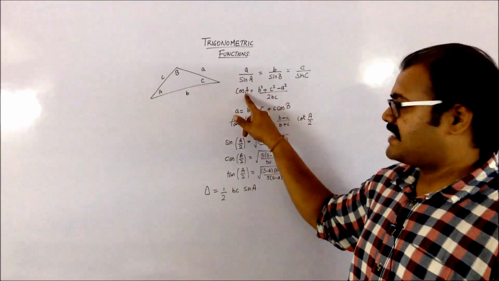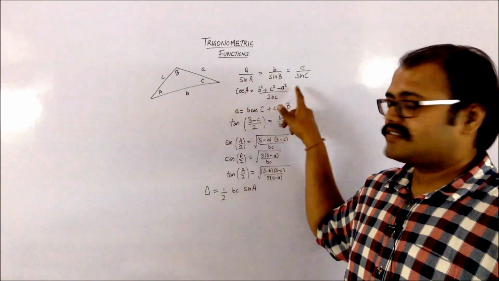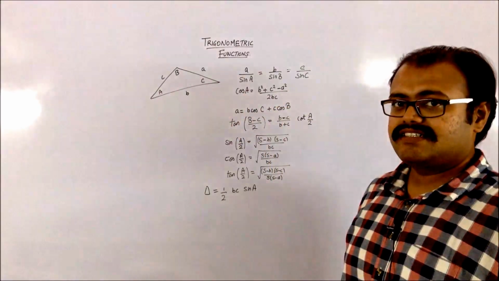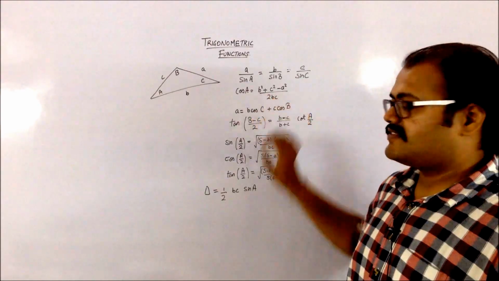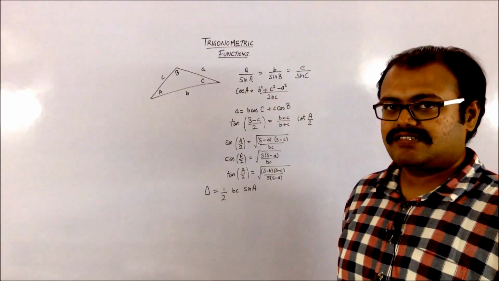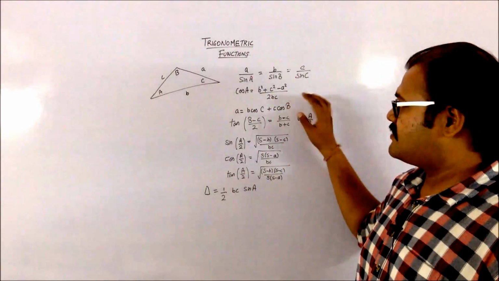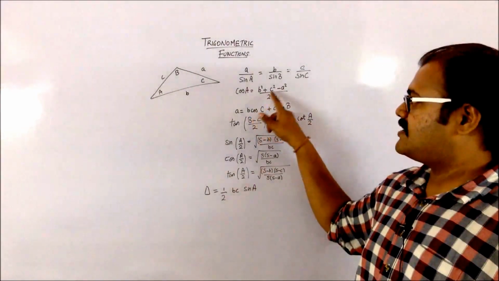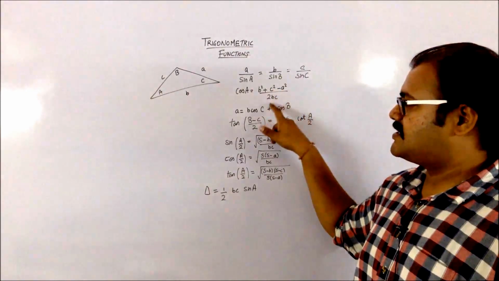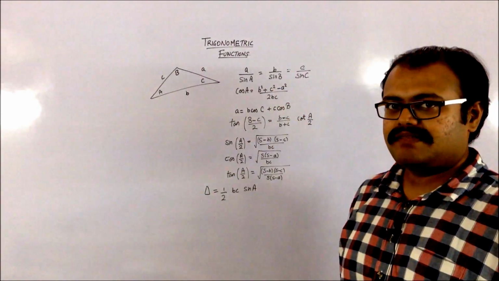So whichever angle is present inside the cos, the side opposite to it is going to be minus a square, and it's the addition of the squares of the other two sides divided by the product of the two sides. So if I want to find my cos C, it's going to be a square plus b square minus c square divided by 2ab.